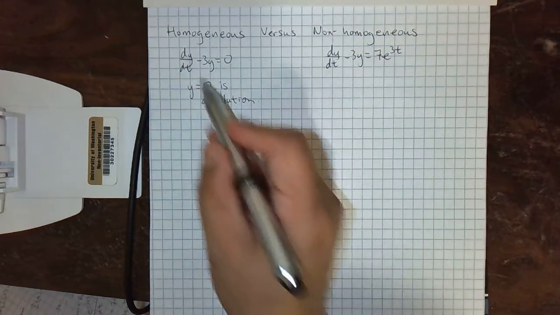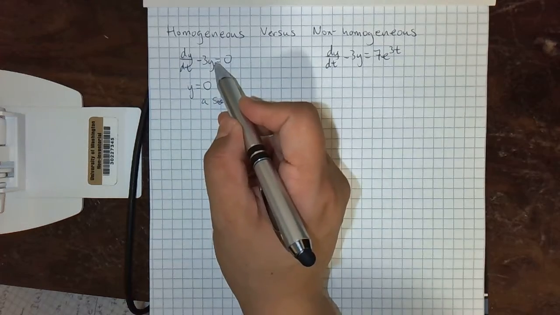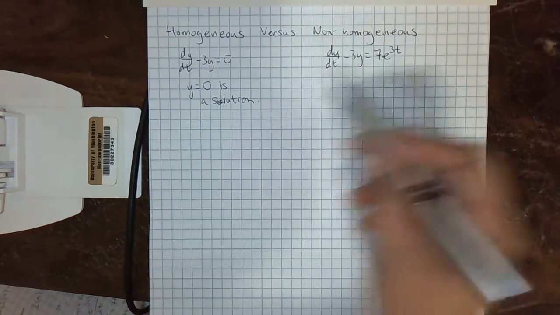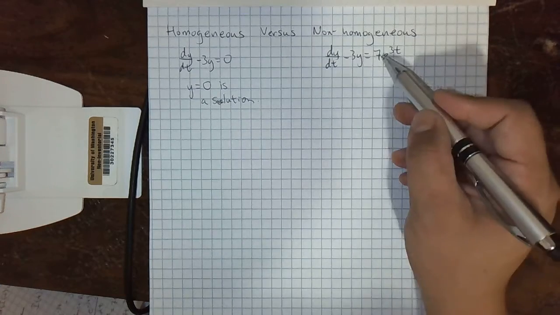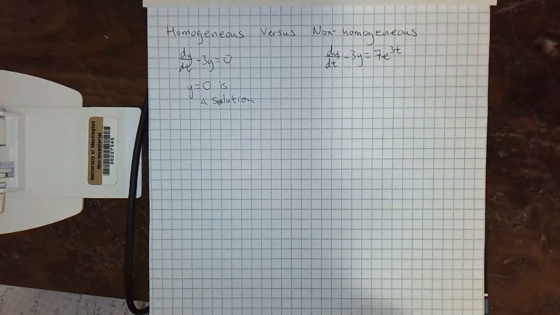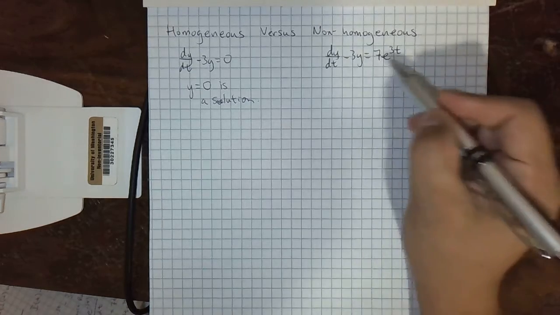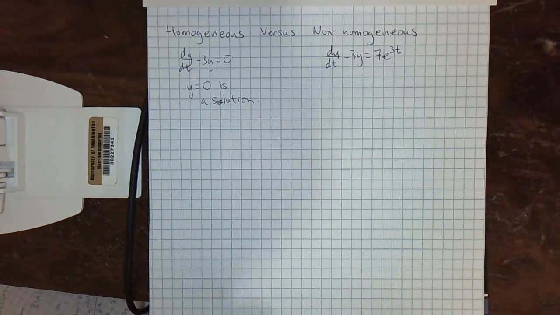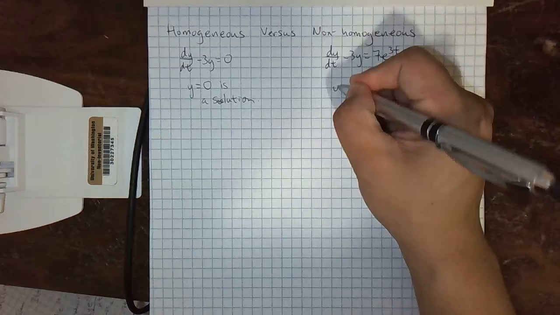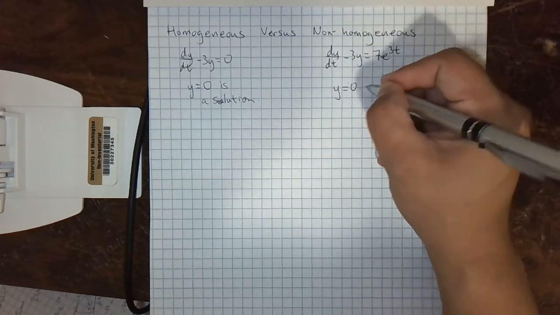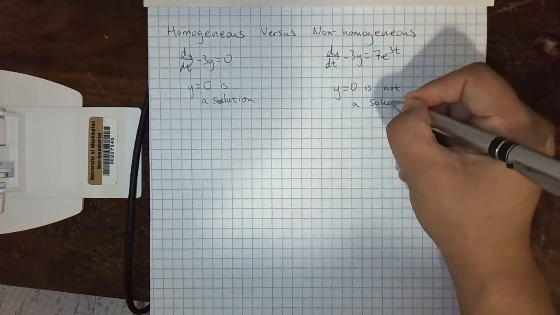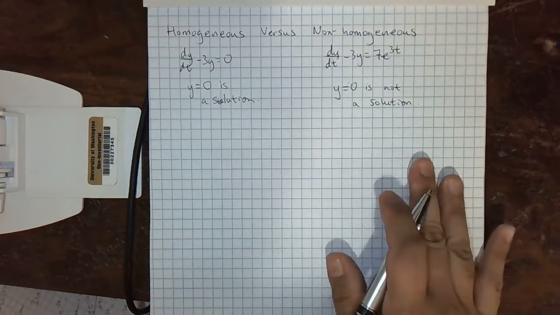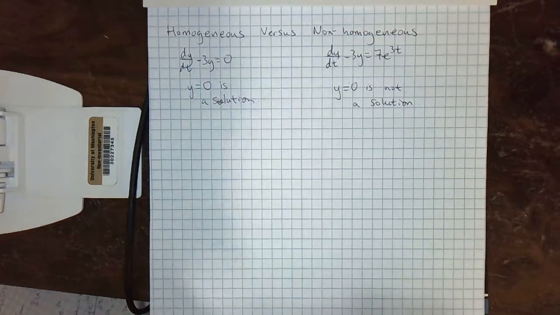Check that out. The derivative of 0 is 0, minus 3 times 0 is 0. Over here, if you tried to plug in y equals 0, you would get 0 equals 7e to the 3t. Not true ever, because e to the 3t is always going to be positive. Okay, so over here, y equals 0 is not a solution. It can often be advantageous for y equals 0 to be a solution.